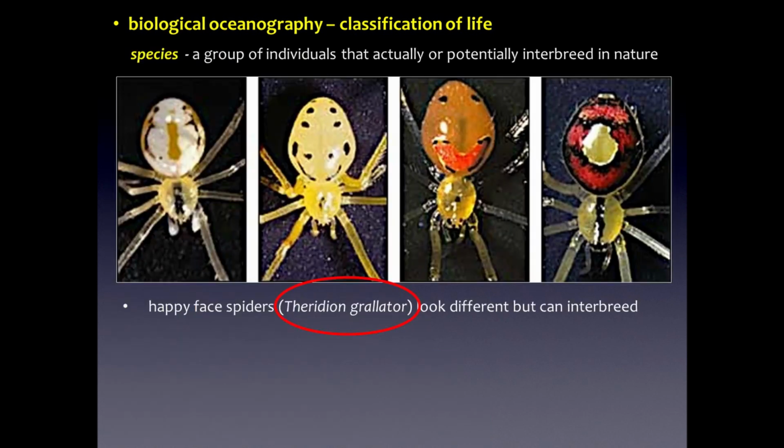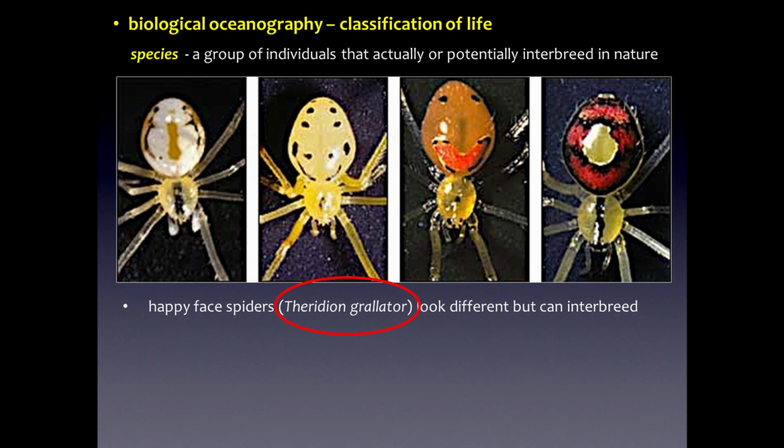What is a species? A species is a group of individuals that can actually or potentially interbreed in nature. So they're able to produce viable offspring. Here we have an example of a species, the happy-faced spiders. They all look different, but they all belong to the same genus and species, Theridion grallator. They look different, but they can interbreed, so they can produce offspring.